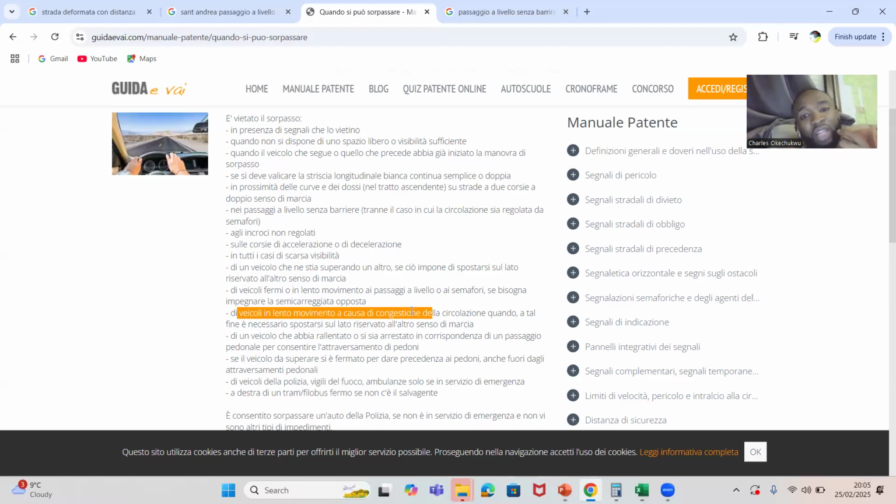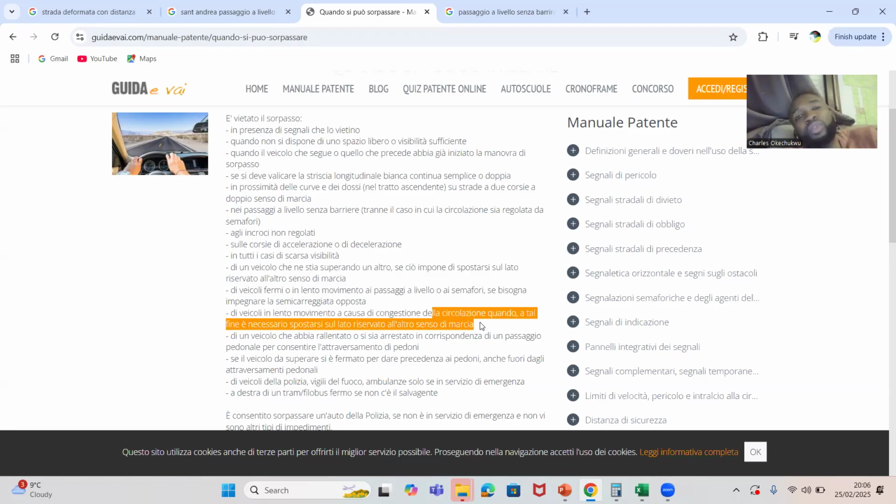They can say, because of traffic hold up della circolazione, quando a tale fine è necessario spostarsi sul lato riservato all'altro senso di marcia. Now think about it. You want to overtake, and you enter the other sense of movement. You cannot do such a thing, guys. Your corsia is your corsia. You don't try to be sharp because you've gone late for work. What you can do is wake up early and leave home early, instead of going late and wanting to overtake everybody. What if you never make it to work? So this is what they're trying to tell us. Is it clear now?